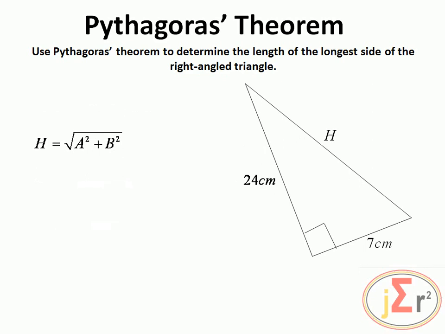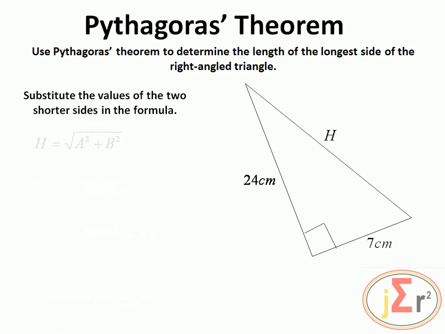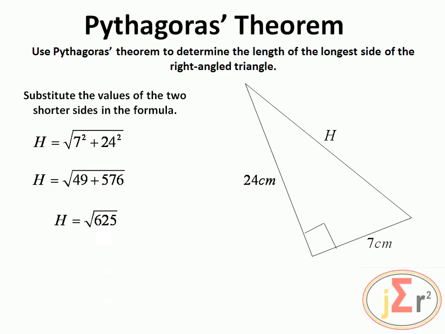Right. The other one, we're going to do our substitution again with 24 and 7. And what do we get? 7 squared plus 24 squared. 7 squared is 49. 24 squared is 576. And of course, we are going to add them as usual. And the square root of 625, no one should be searching for that one. That is 25. So the other side, which is the hypotenuse, is 25 centimeters. And that is how we apply the formula all the time.